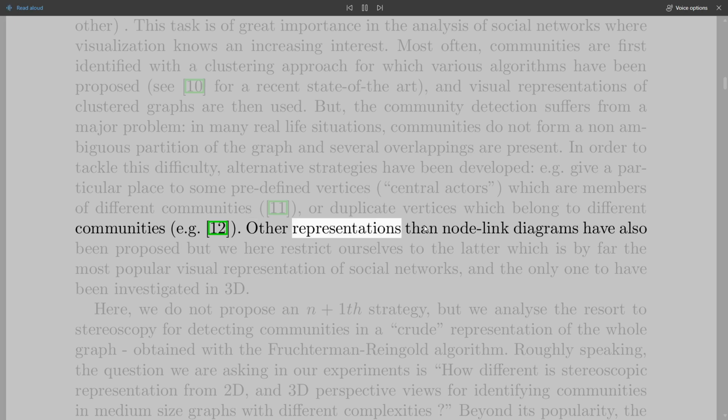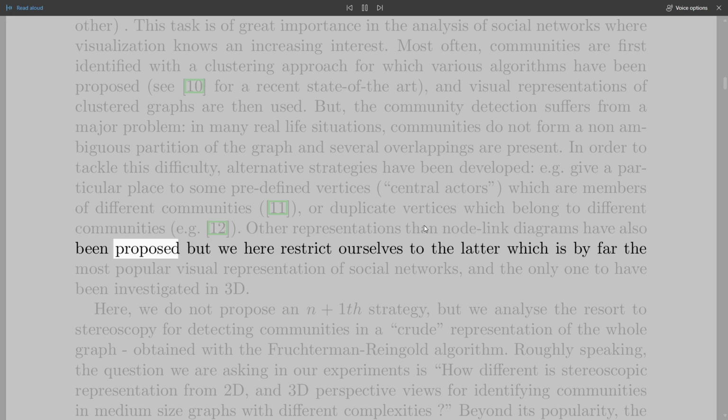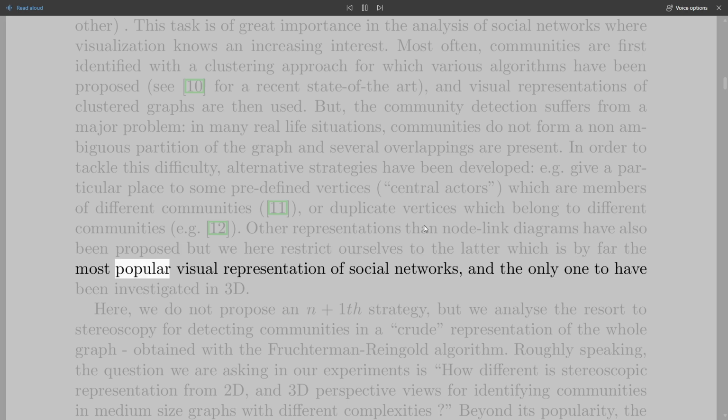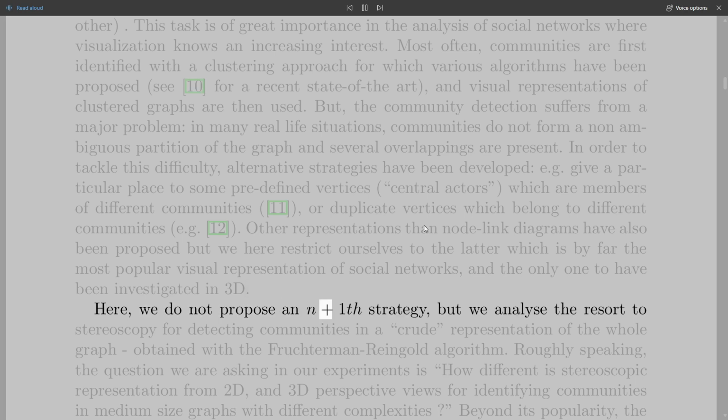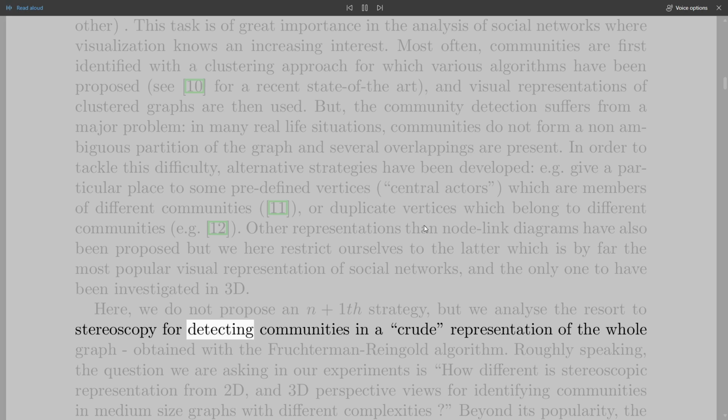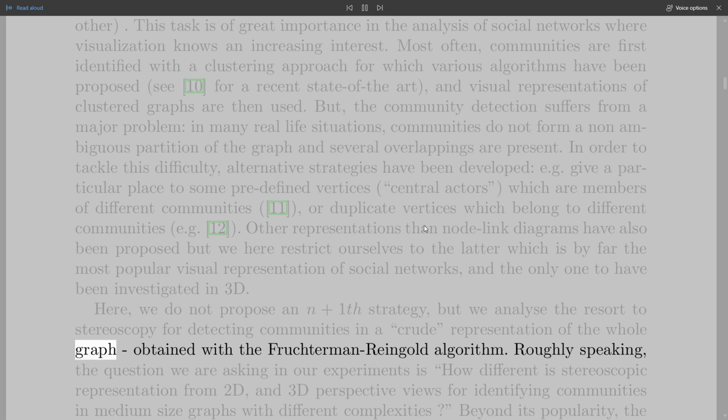Other representations than node-link diagrams have also been proposed, but we here restrict ourselves to the latter, which is by far the most popular visual representation of social networks, and the only one to have been investigated in 3D. Here, we do not propose an N+1th strategy, but we analyze the resort to stereoscopy for detecting communities in a crude representation of the whole graph, obtained with the Fruchterman-Reingold algorithm.